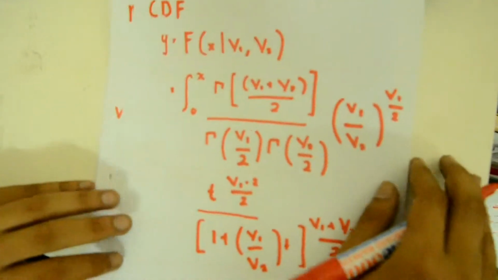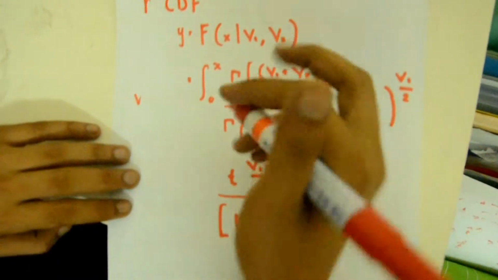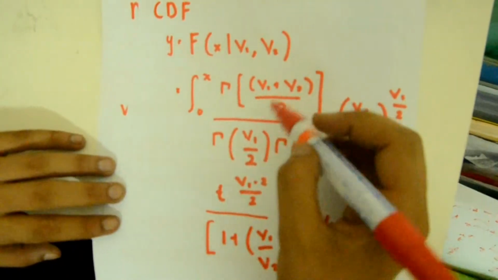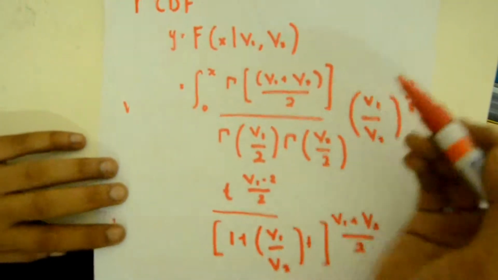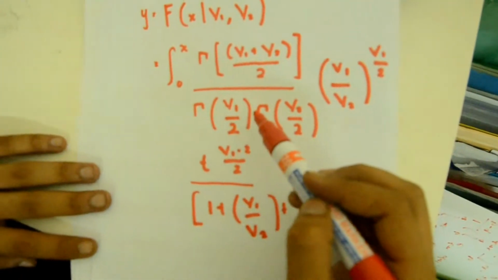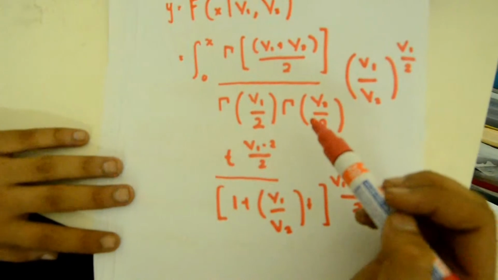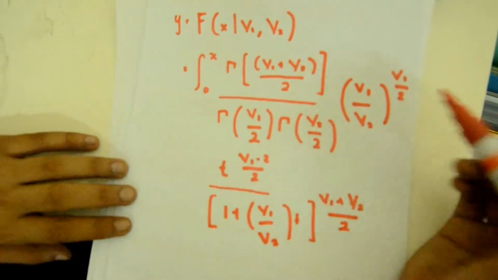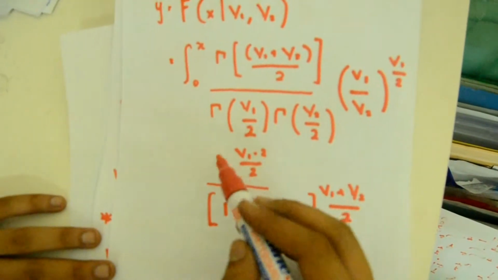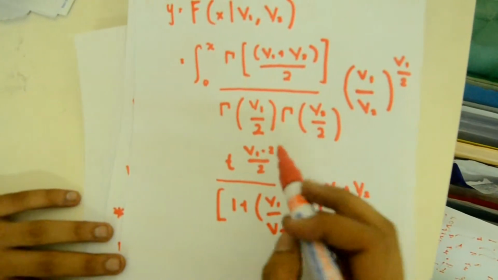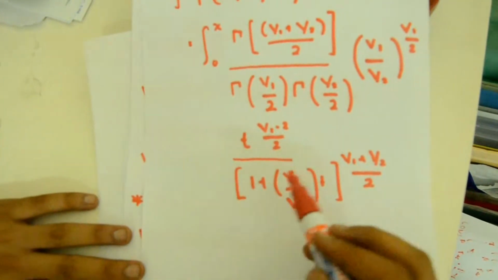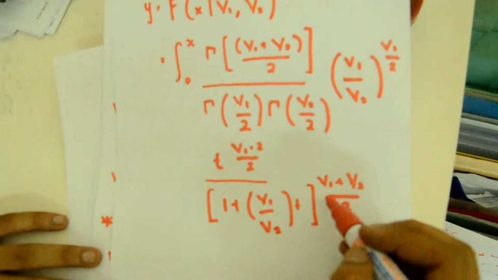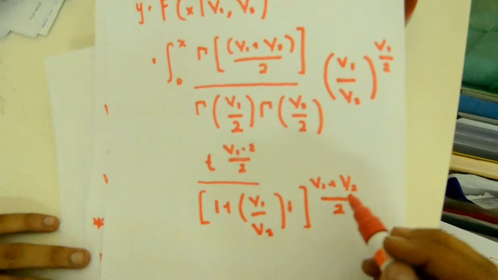For the CDF of the F distribution, you integrate from 0 to x gamma of (V1 plus V2) over 2, over gamma of V1 over 2 times gamma of V2 over 2, times (V1 over V2) to the power of V1 over 2. The whole thing you times with t to the power of (V1 minus 2) over 2, over (1 plus V1 over V2 times t) to the power of (V1 plus V2) over 2.